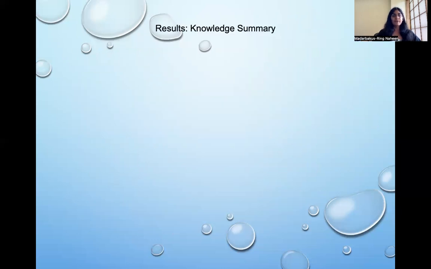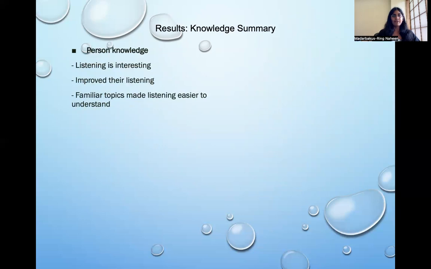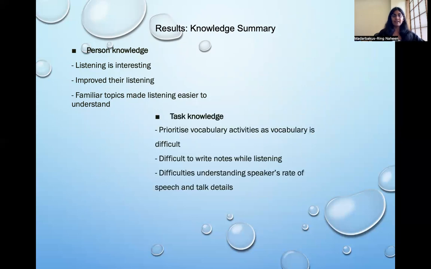So this leads us to our discussion. Just a summary of all of those main results. In person knowledge, the students reported that listening is interesting. They felt that this particular method helped them to improve their listening, and they felt that familiar topics made their listening easier to understand the process.